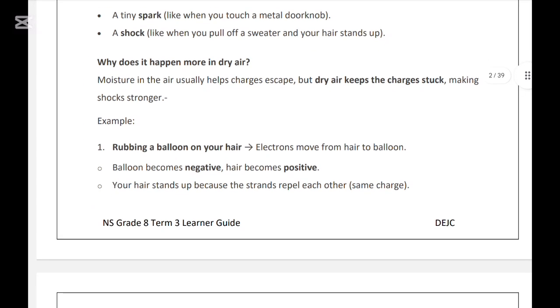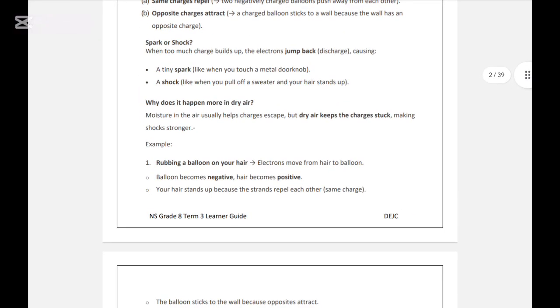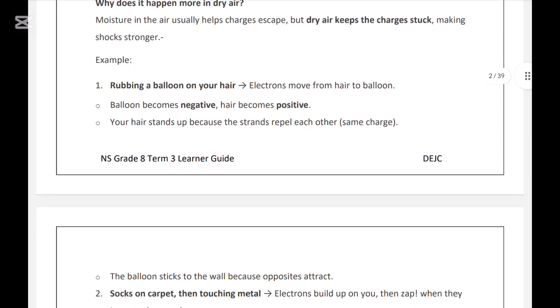Why does it happen more in dry hair? Moisture in the air usually helps charges escape, but dry air keeps the charges stuck, making shocks stronger. Example: rubbing a balloon on your hair. Electrons move from hair to balloon.